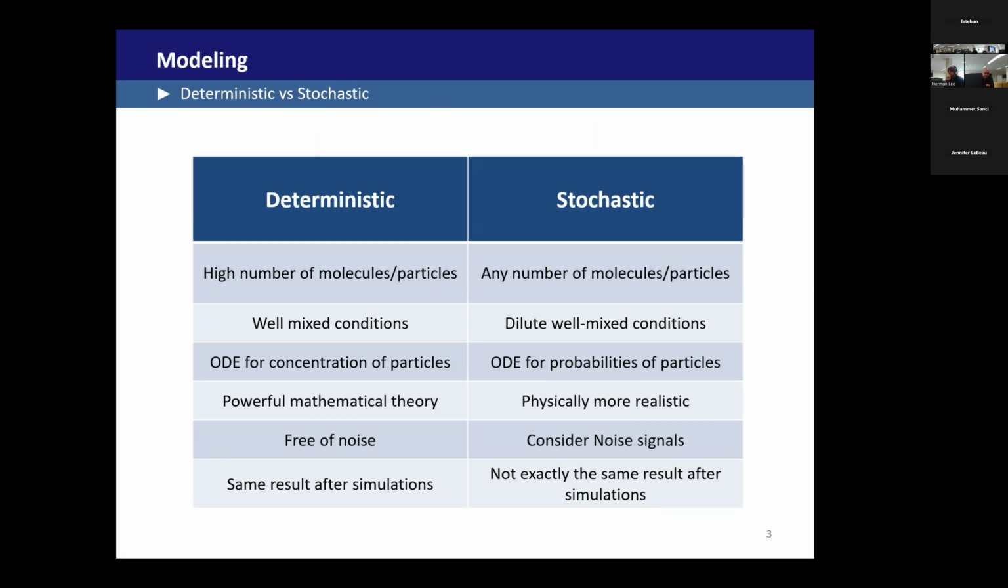Stochastic is very important for many other applications because it's more realistic. We assume dilute, well-mixed conditions. It's very important if we want to speak about eradication or persistence, something a deterministic model cannot really do. And if we also have noise in the process, stochastic models are very good for that.